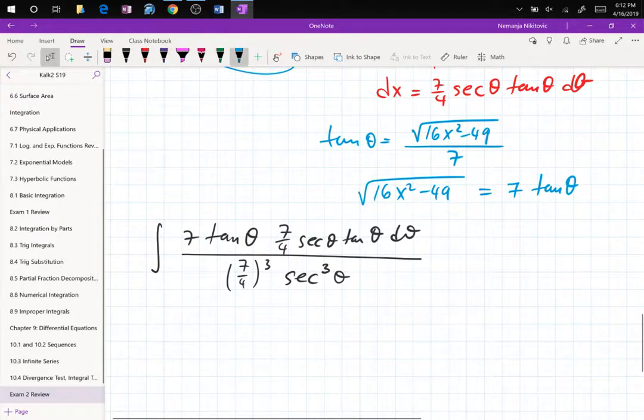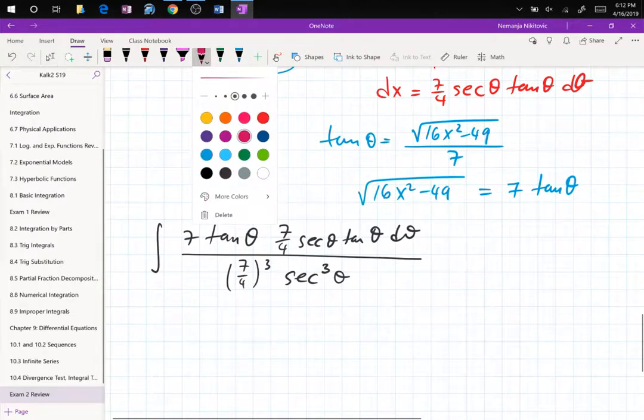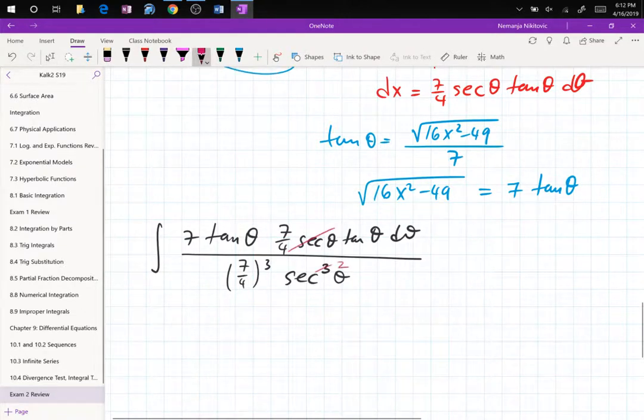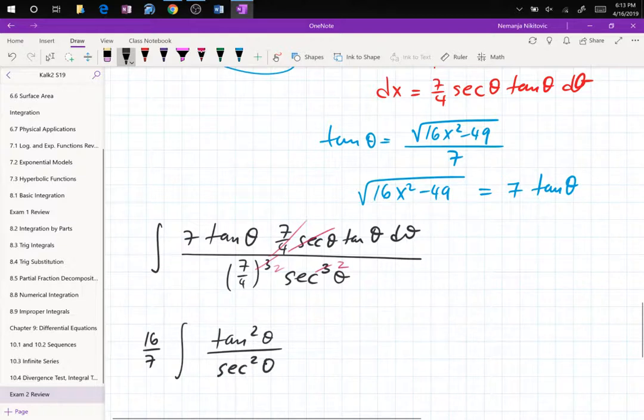So now, what are the things that we can kill over here? We can definitely kill one of the secants. We can kill one of these 7/4, and then we still can kill one of the 7s. No, we kill one of the 7s. It's going to be 16 over 7 because it was in the denominator. Integral, I have tangent squared theta over secant squared theta d theta, and that's the only thing that's left, right?